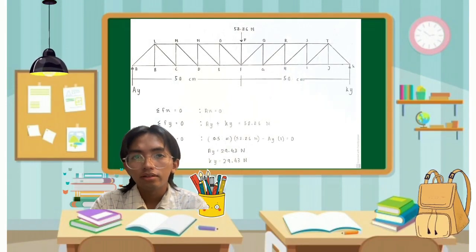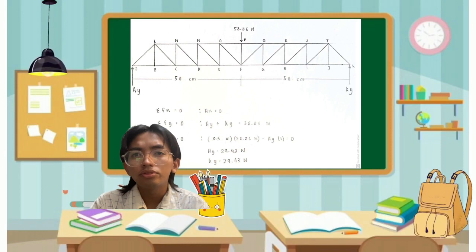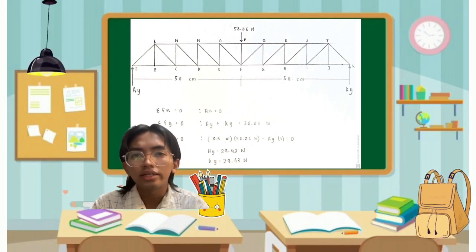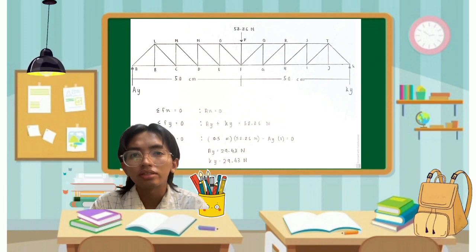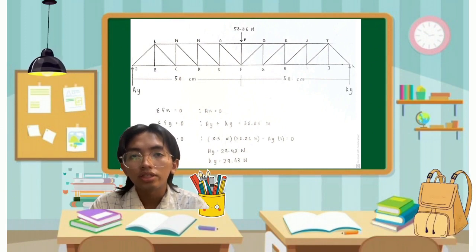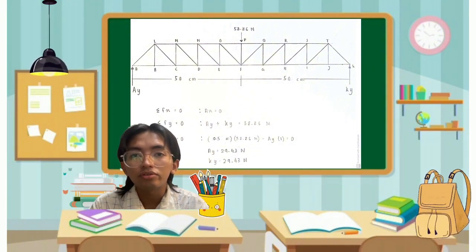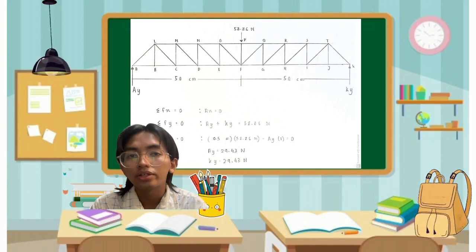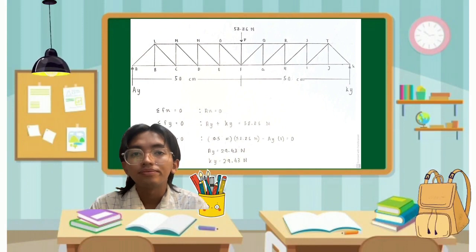Upon completing the computation, it was determined that the reactive force at the bridge supports at point AY and KY equals 29.43 Newton. This determination was reached through the application of force equilibrium and moment theories, considering a load of 58.86 Newton.